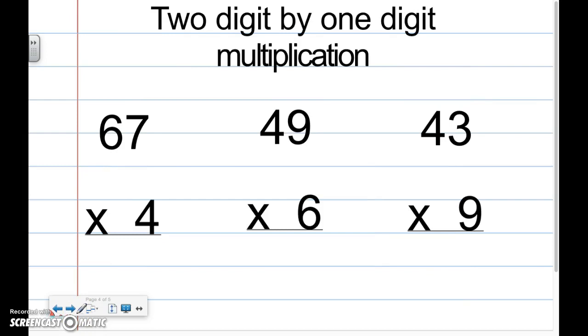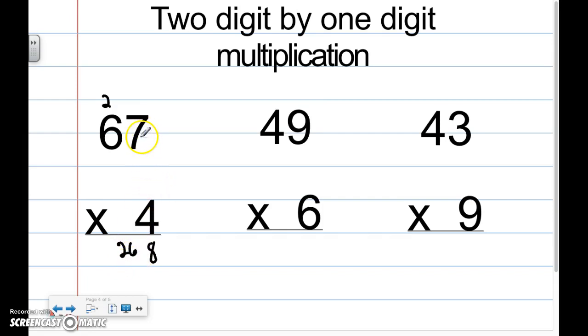Okay. Let's talk about 2-digit by 1-digit multiplication. So first, I'm going to take the ones place and I'm going to multiply it times the ones place. So 7 times 4, that's where I start. So 7 times 4 is going to be 28. And then I'm going to carry the 2 up here. Then 6 times 4, so 6 times 4 is going to be 24. Plus 2 is going to be 26. So then I write down the whole number 26.